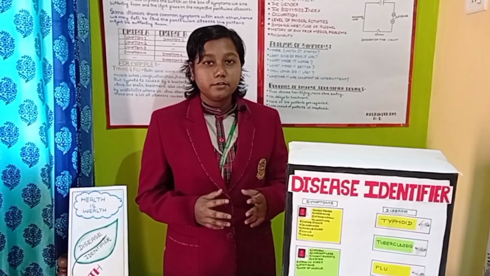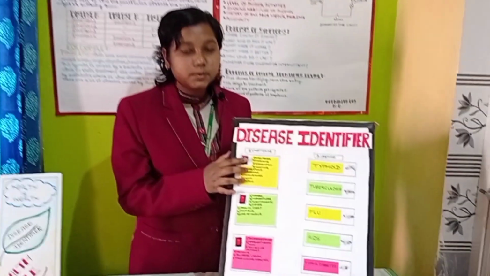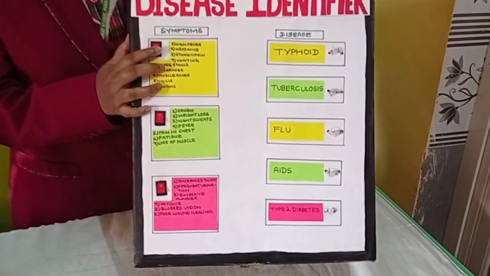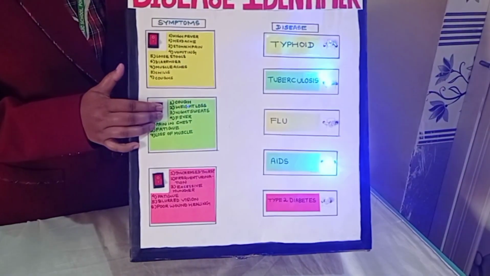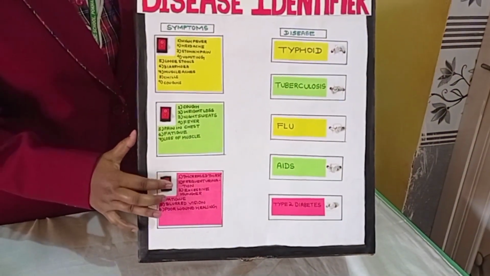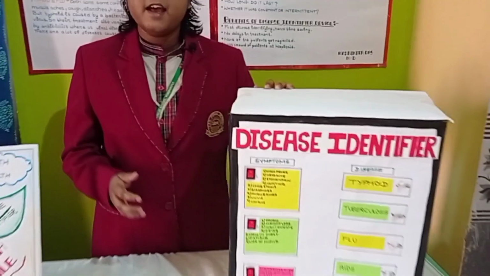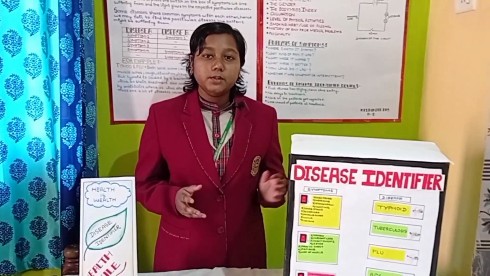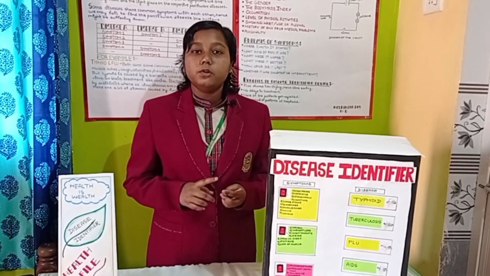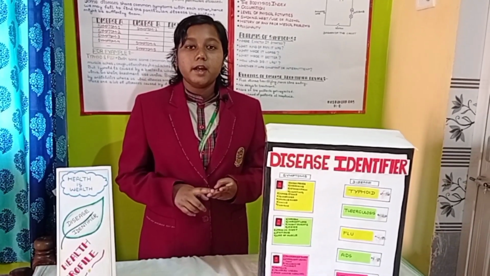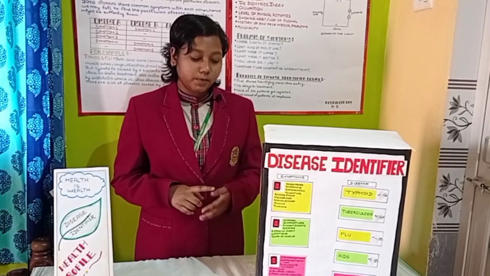For this, we have to press the switch on the box of symptoms we feel we are suffering from, and the light glows on the respective disease. I have made this device using a simple circuit. I have used a 9-volt battery, 2 high-power LED bulbs, insulated wires and a switch.